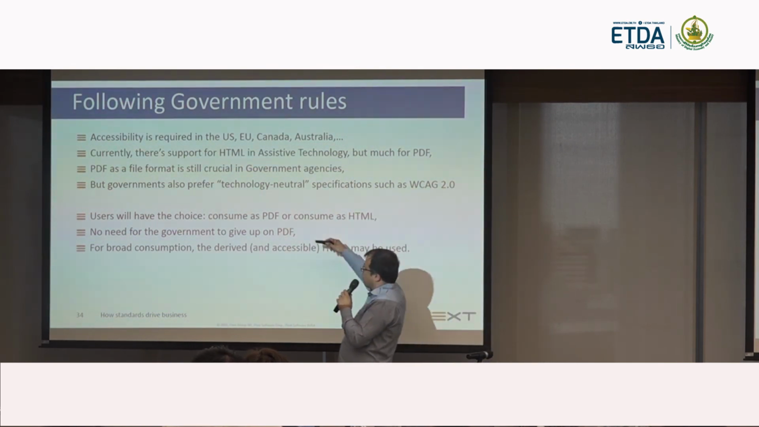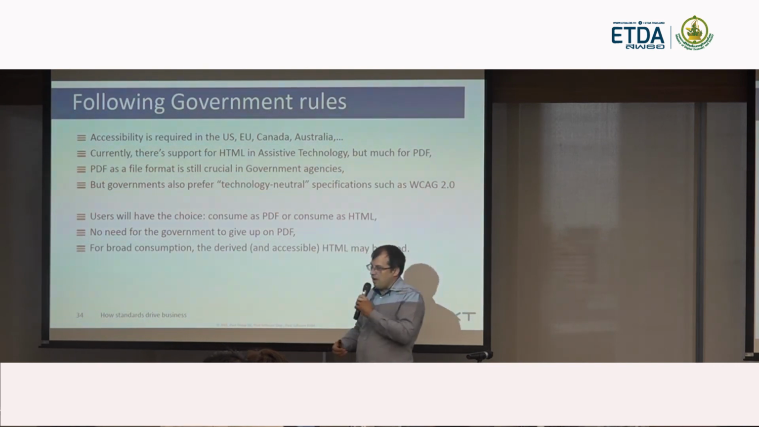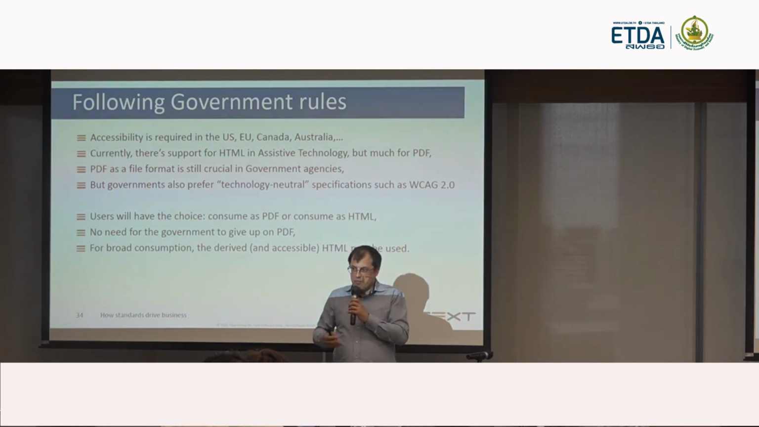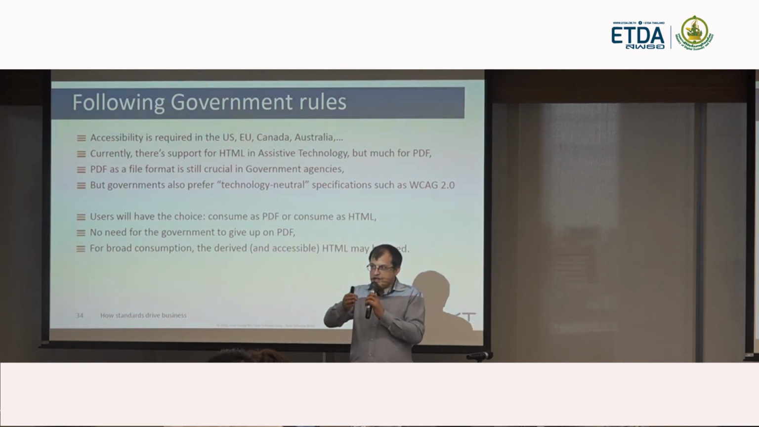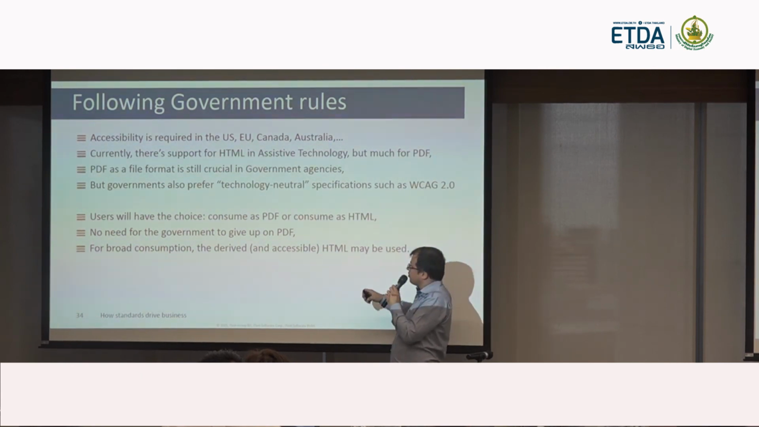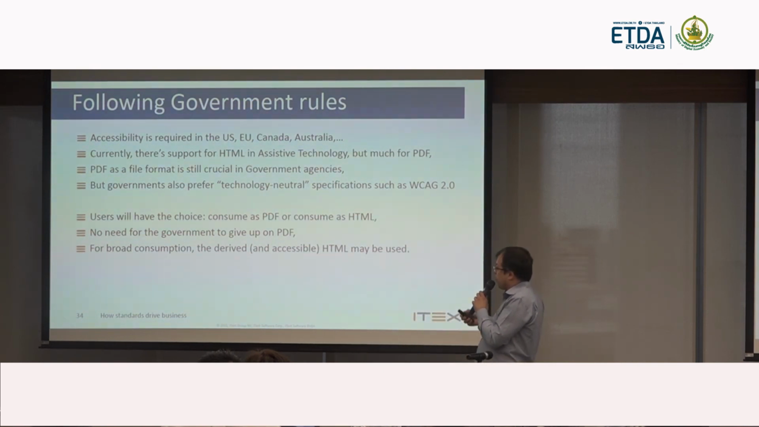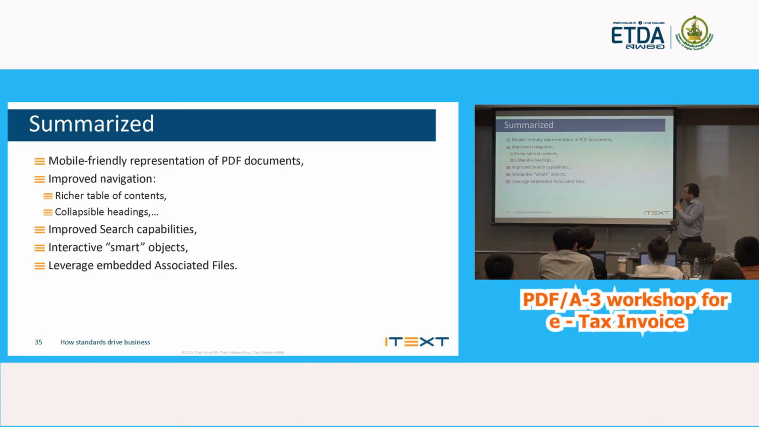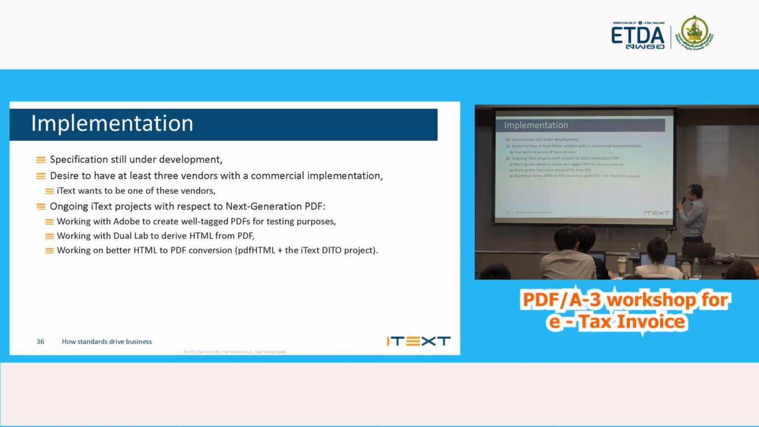They will be able to consume as PDF. So like if it's a notarized document, people will use that notarized visualization of the PDF. But if they just want to read through it, they can consume it as HTML. And so there's no need for the government to give up on PDF, but for broad consumption, we make it just more accessible. So summarized, mobile-friendly representation of PDF documents, that's the goal. Improved navigation, improved search capabilities, smart interactive objects, and make sure that we leverage embedded files.